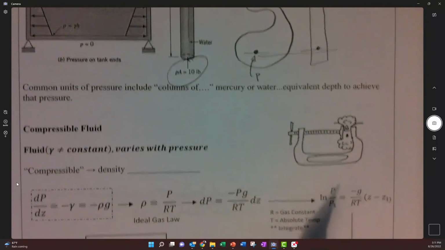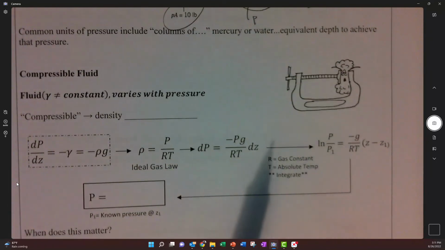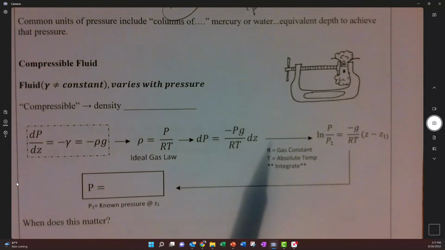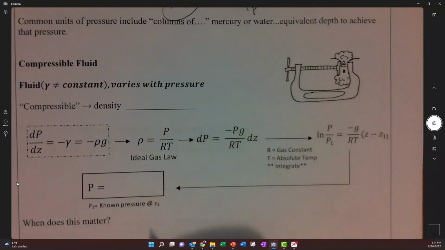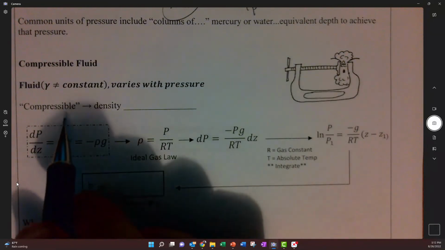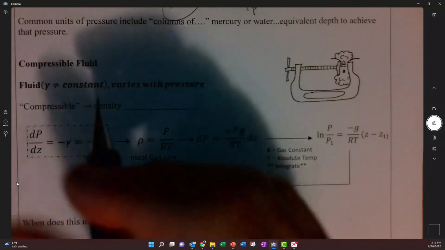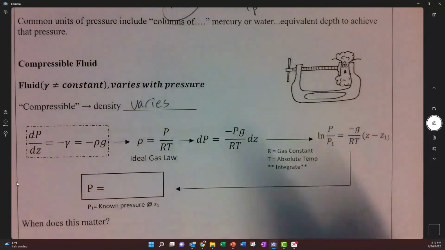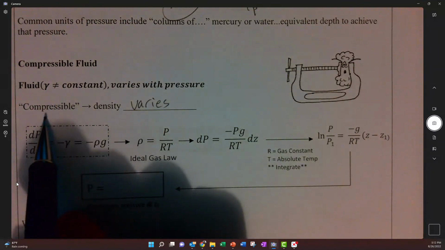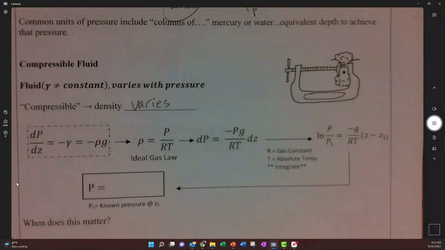Okay, so we might as well also refer to gases. We just did liquids when it comes to the same type of treatment, and of course gases are pretty much assumed to have a variable density, so they're compressible right here. So that means that density varies. When you hear compressible, think about the density varying.